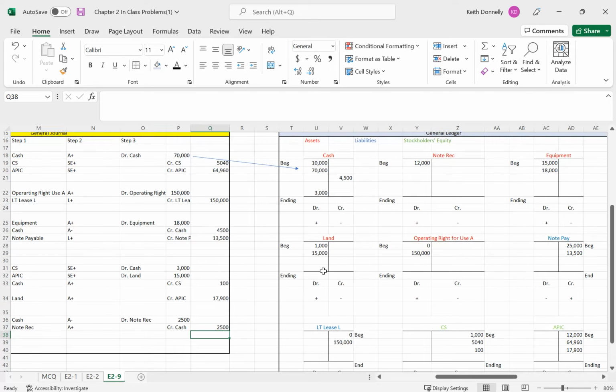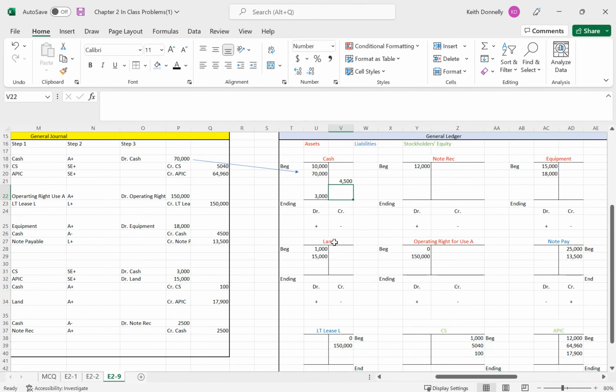And we can carry this over, right? So I'm going to put the 2,500 here for cash. We could have added an extra line. It's not going to be a big deal here. Debit note receivable. Okay.